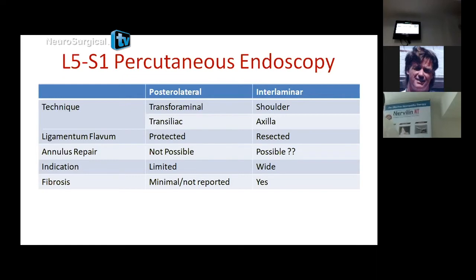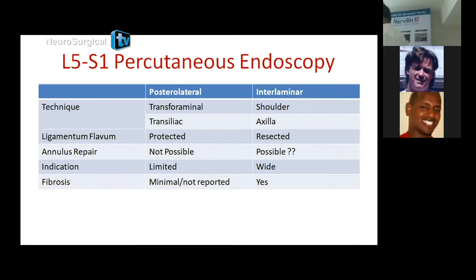I am sure you have heard of unilateral biportal endoscopic discectomy. They do any case with this technique, even degenerative spine and central canal stenosis. And fibrosis, as I said before, is minimal, not reported, with the interlaminar technique.